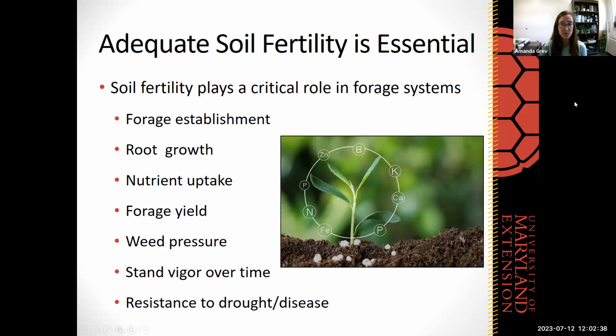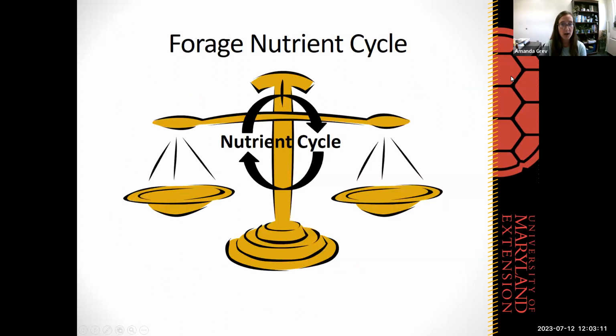So we know that even though fertilizer prices have increased over the last few years, adequate soil fertility is still essential for our forage systems, right? So we know that we need adequate fertility for good forage establishment, for good root growth, to be able to uptake nutrients, to have a good yielding stand of forages, to minimize weed pressure, maintain the vigor of our stand over time, and to provide some resistance to things like drought or disease. So there's a lot of things at play when we think about soil fertility and supplying nutrients to our forage systems. And it's just as important for forages as it is for any of our other agricultural crops.